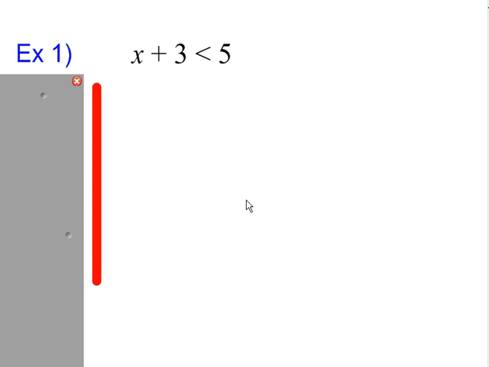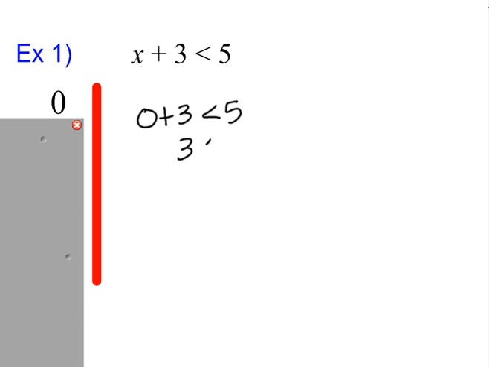So here we are, example number 1. I'd like everyone to write x plus 3 is less than 5. What we're going to do is take some numbers and replace and evaluate. So let's put the number 0 in. So 0 plus 3 is less than 5. Well, 0 plus 3 is 3. Is 3 less than 5? Is that true or false? Hopefully you said true, so we're going to write the word true next to it.